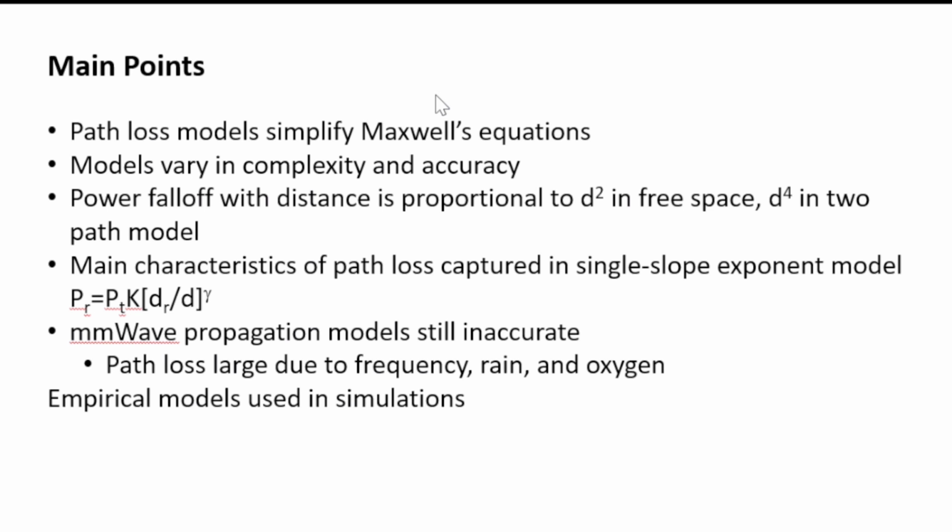The fourth is that the main characteristic of path loss is captured in the single-slope exponent model, with the equation that I've already shown you in the simplified path loss model, which is PR equals PT times K times (DR divided by D) in braces, raised to the power of gamma, in which the value of gamma is between 2 and 8, including 2 and 8. And millimeter wave propagation models are still inaccurate, with path loss being large due to frequency, rain, and oxygen.